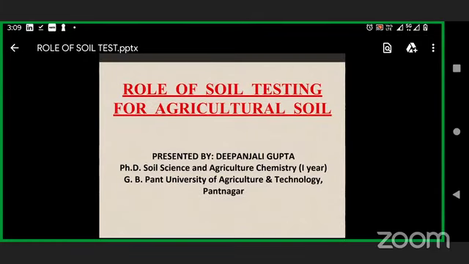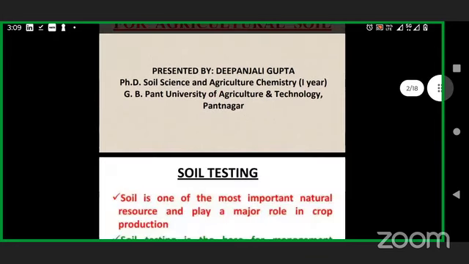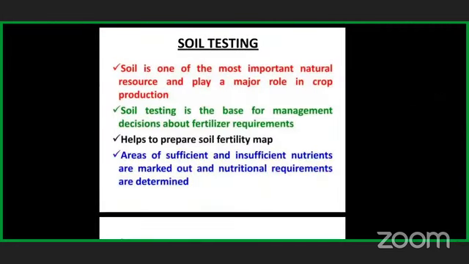Okay, so the topic of my presentation is the role of soil testing for agricultural soil. Before starting this topic, we should know why soil is very important for us. We all know what soil is and why it is important. Soil is one of the most important natural resources in which we grow our crops. Why is it important? Because for every agricultural practice or every crop production, we need soil, as it is the only source of nutrients for our plants and crops.